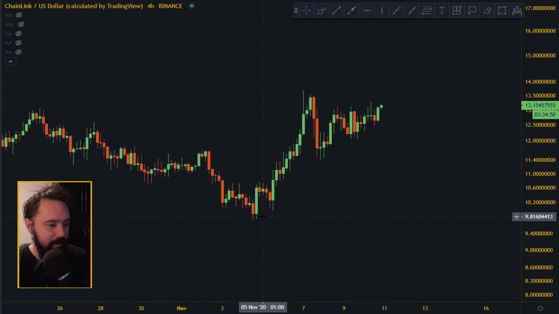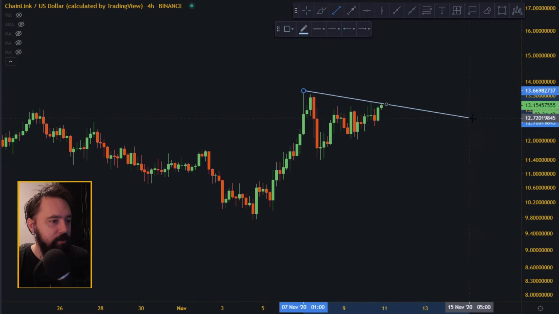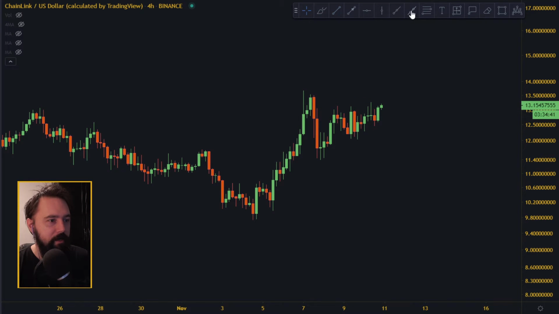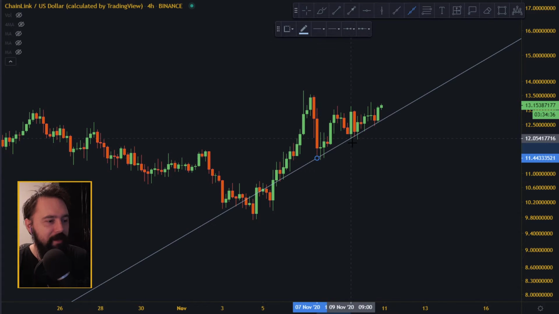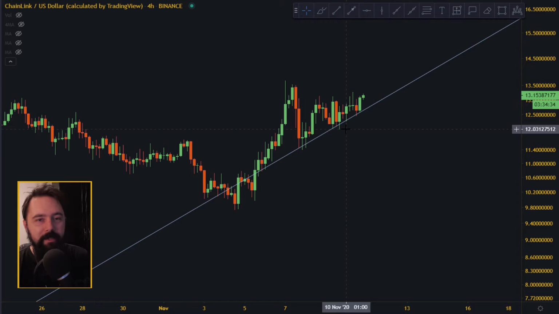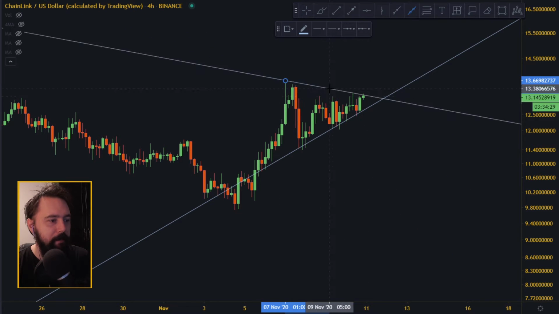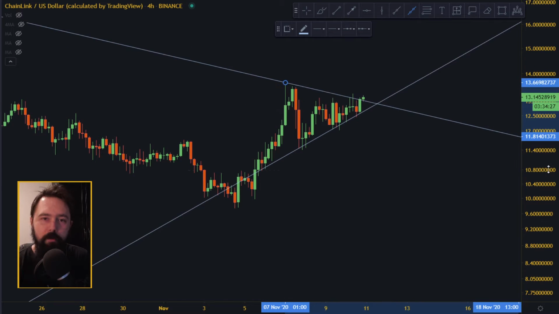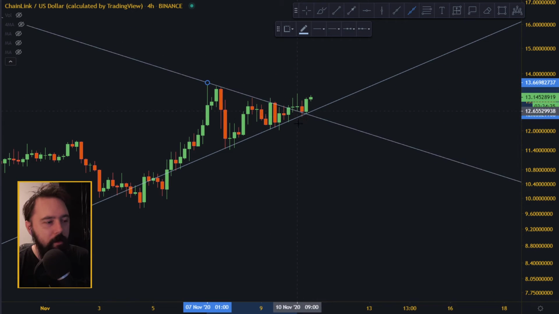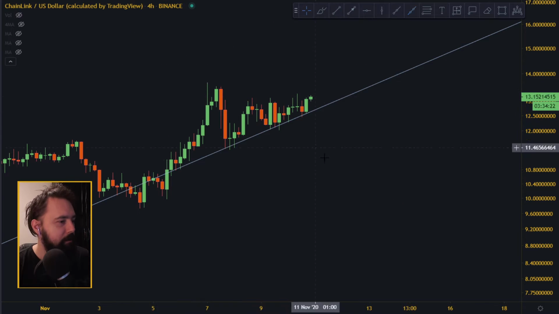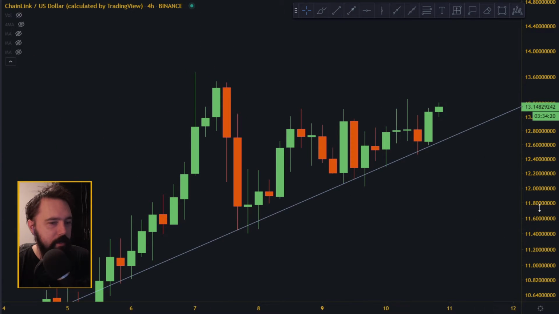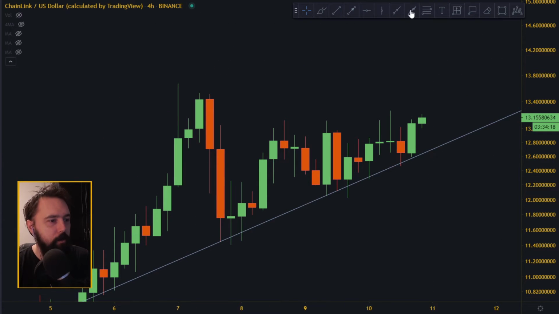So right now Chainlink went from 9.8 up to 13, and now we got the triangle pattern that's forming over here. Let's draw it. I have some difficulties drawing this triangle, because there are several ways you can draw it. The problem with the triangle right now is this last bar over here. Let me zoom that out for you so you can see it a little better. Okay, look at this now.